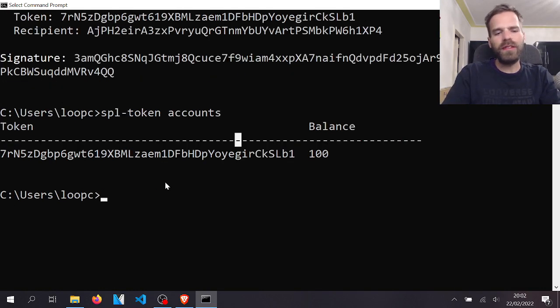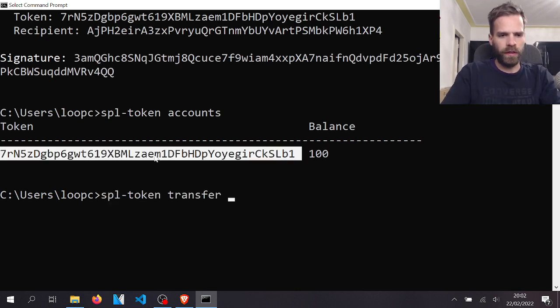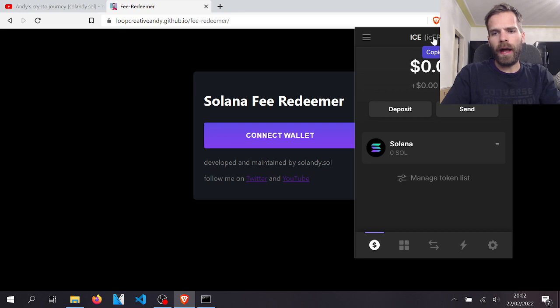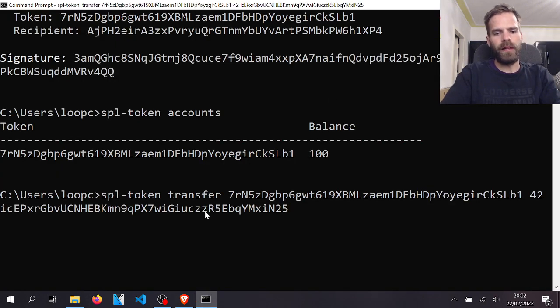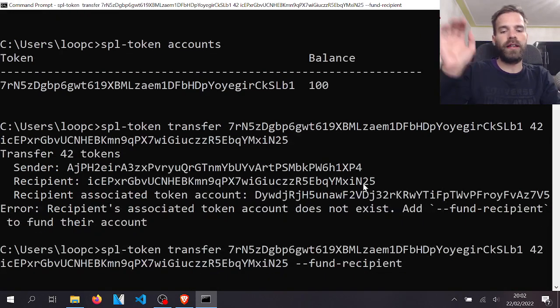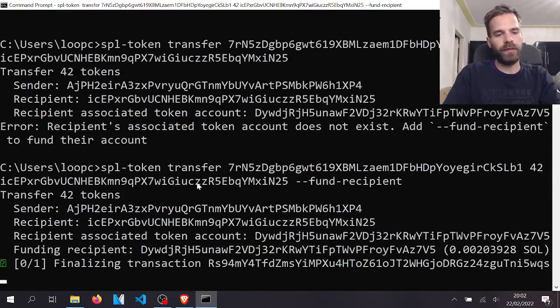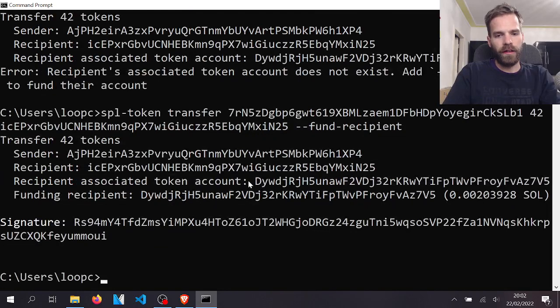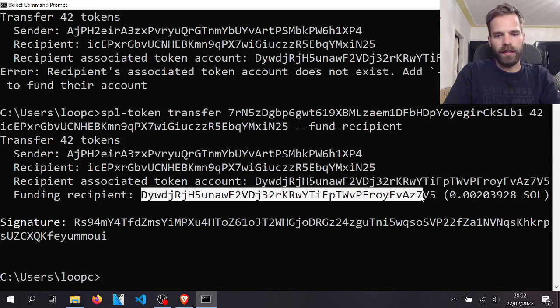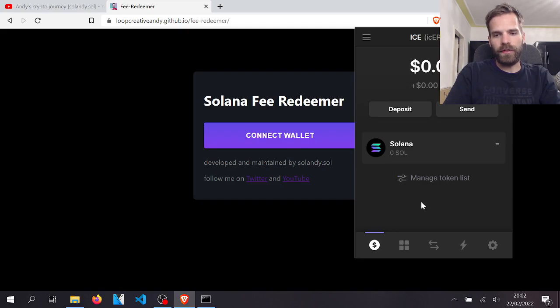Now, I could send those tokens around as well. spl-token transfer, this token, I don't know, 42 to my ICE wallet. Boom, let's send it there. This one does not have an account, so we need to create the account as well. We indicate that by fund-recipient, such that it then creates the token account for them. And this is now the token account that was funded. That's the token account.